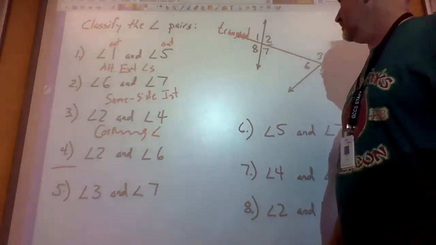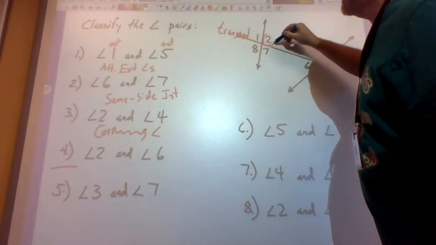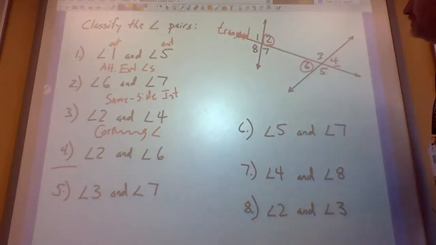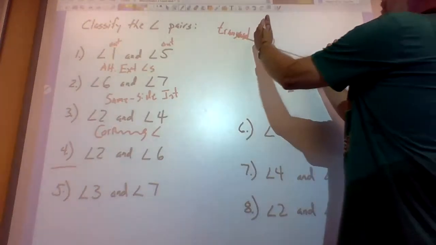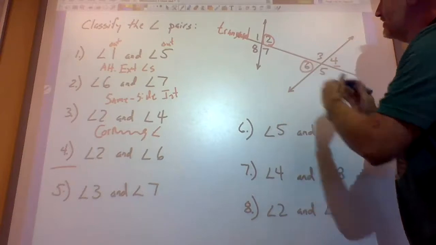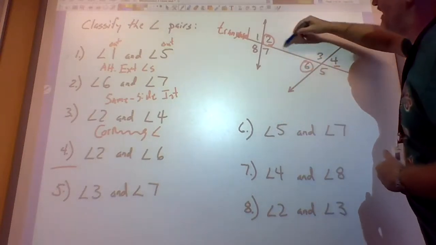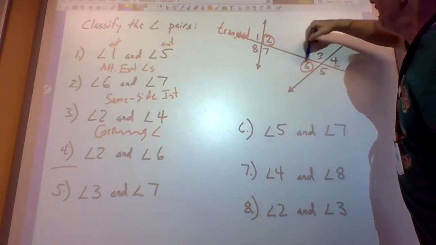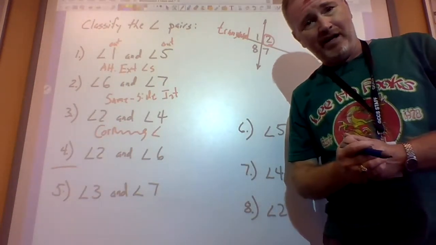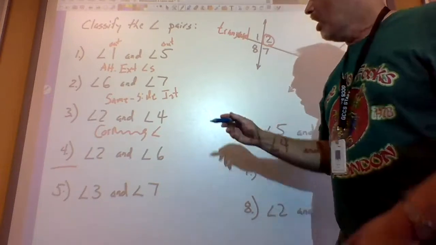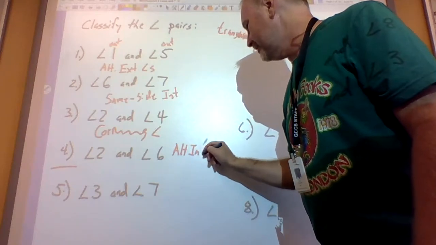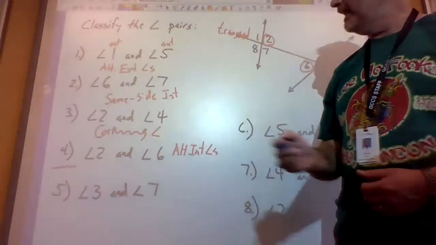2 and 6. Okay, so we're talking about 2 again, so I'm going to circle him this time. Angle 2 and then angle 6. What relationship do they have? Again, they're both on the inside. They're both interior angles, inside the lines, right? But they are not on the same side of the transversal. 2's above it, 6 is underneath it, so they're on the alternate sides of the transversal, meaning they are alternate interior, alt-interior angles. All right, and I think we hit all 4.